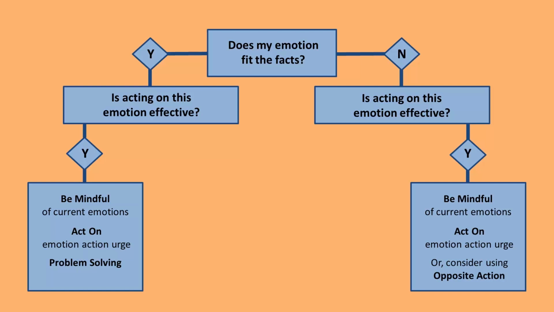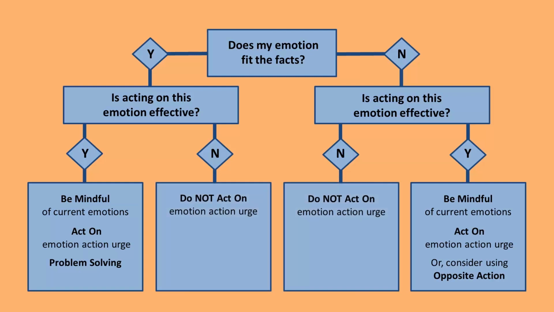Or we could consider using opposite action instead, or we can come up with a sort of compromise between acting on the emotion and using opposite action, and we'll look at an example of this coming up. And if we've determined that acting on our emotion is not effective, then the next step is to not act on that emotion. And if our emotion fits the facts, instead of acting on our emotion urge, we take opposite action. And once we use opposite action, we can try problem solving to see if we can improve the situation that provoked the emotion in the first place.